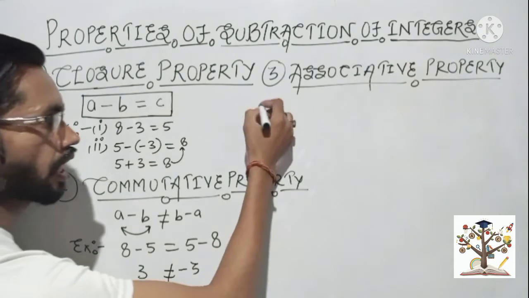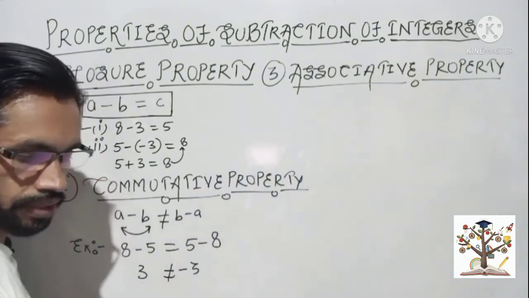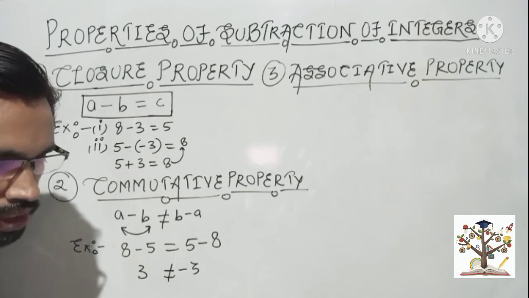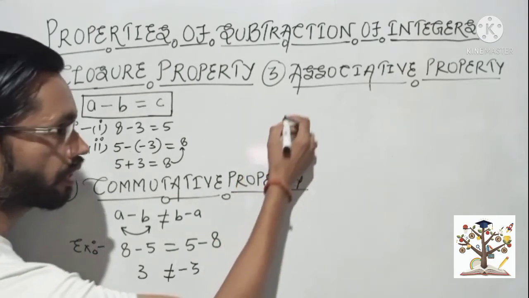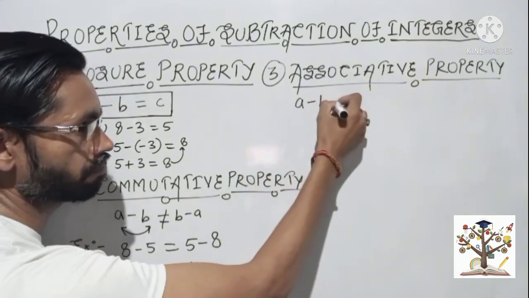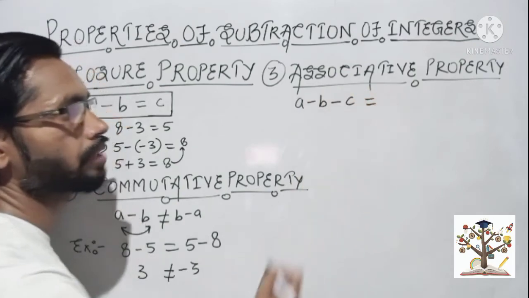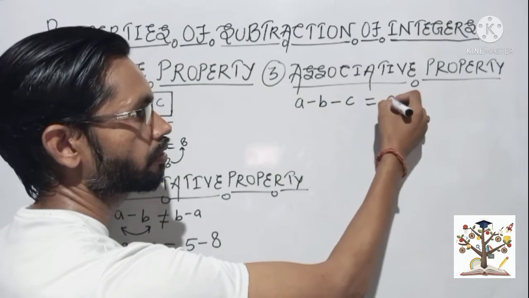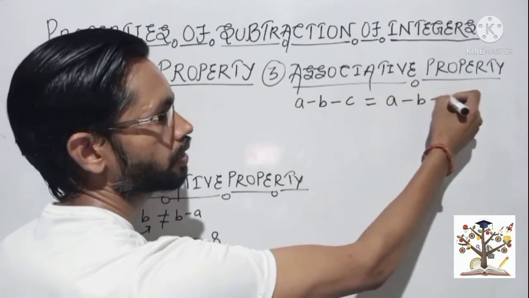So what does the associative property say? The rule for this: suppose I am writing integers in such a manner that I write a minus b minus c. I am having 3 integers, one subtracted from the other, and again on the right hand side a minus b minus c.